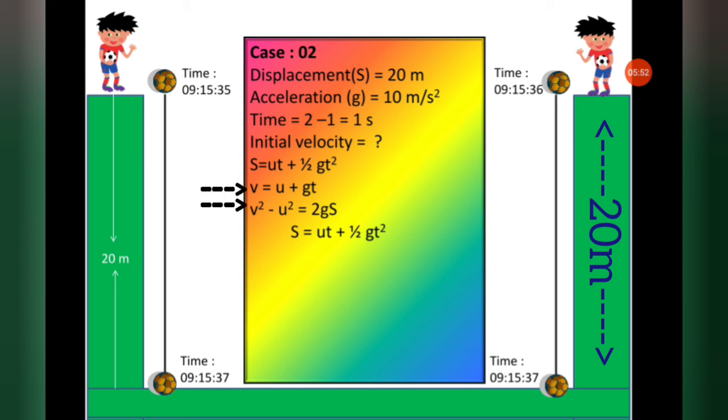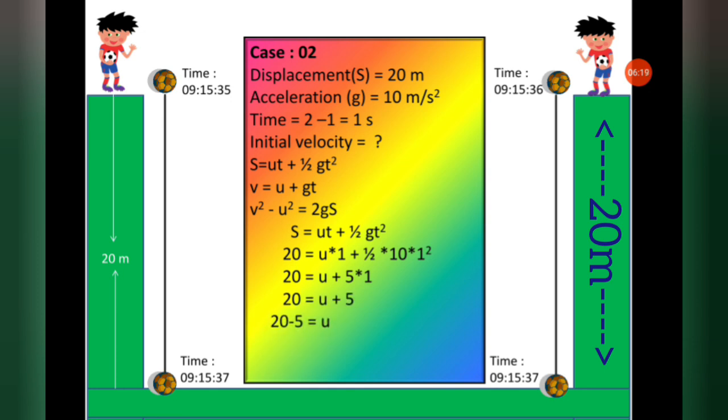So second and third equations will not give us anything, so we will use first equation. So here s is equal to 20, u we don't know, time 1, so plus half into 10 into 1 square, so it will be 20 is equal to u plus 5, 5 ones are 5. Now 5 will go that side and subtract, so 20 minus 5 is equal to u, so we get u is equal to 15.